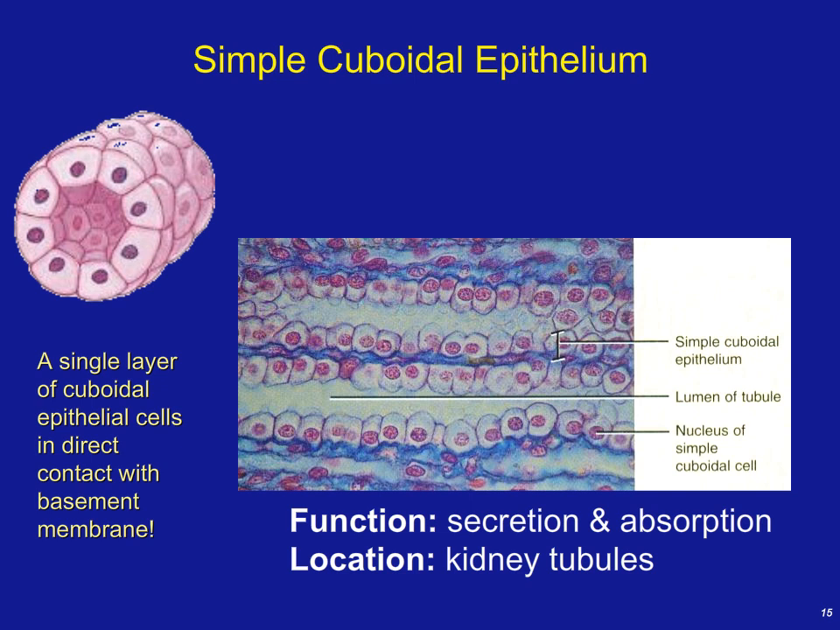Again, simple meaning one cell layer, and the cuboidal meaning that we have nice circular to cube-shaped cells. Again, they don't always look cube-shaped when you look through the microscope. Look at the picture at right. Those cells look more circular to me, or more oblong. But I can tell that they're cuboidal cells and not columnar cells because they have a nice round nucleus that's located approximately in the center of the cell. And so just like other simple epithelia, a simple cuboidal epithelium is going to be really good for absorption and secretion. And one area of the body where we tend to find this is within the kidney.